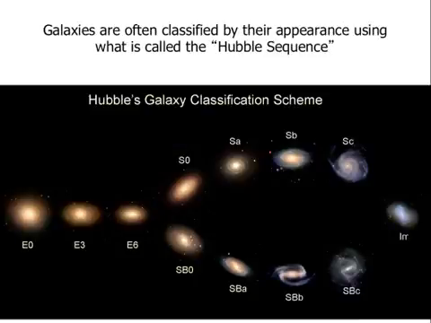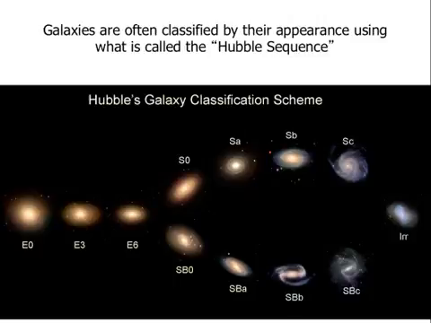Now, often galaxies are classified by their appearance using something called the Hubble Sequence. Edwin Hubble came up with this. He thought that this was telling us how galaxies form and change over time. We now don't believe that that's a proper interpretation.